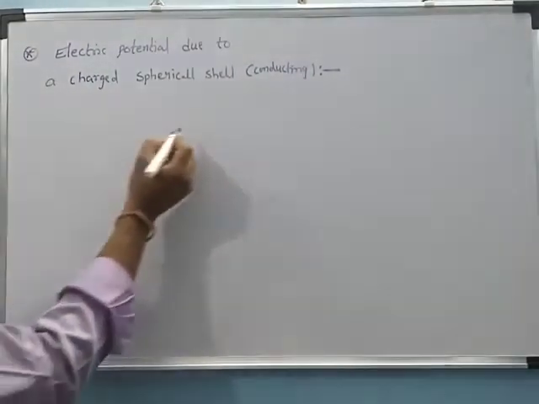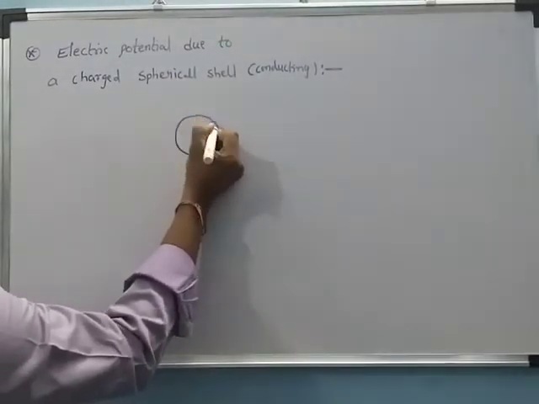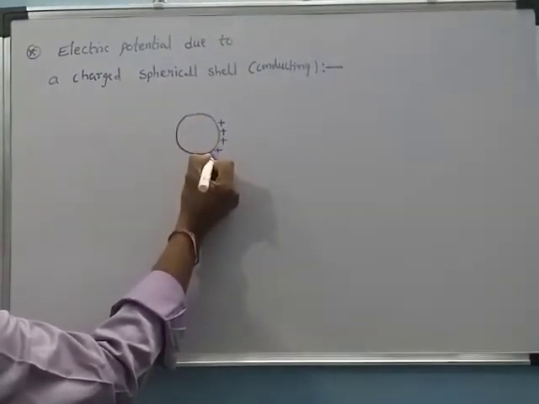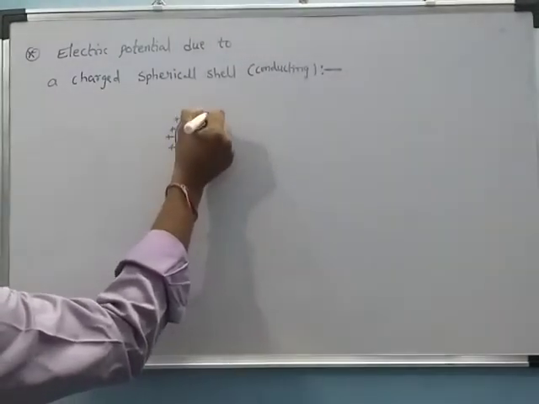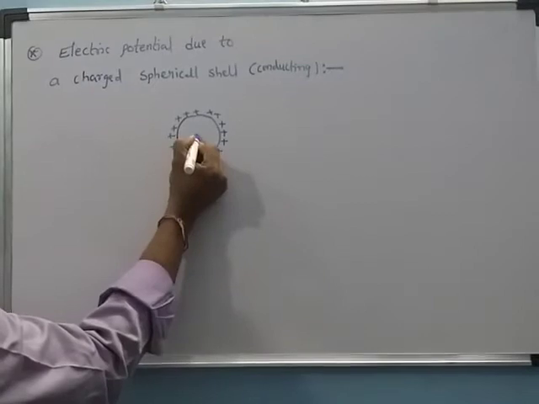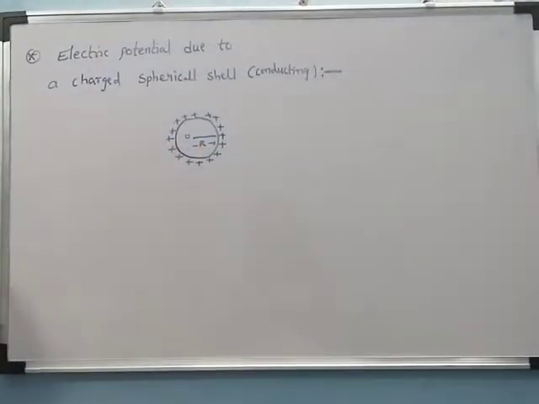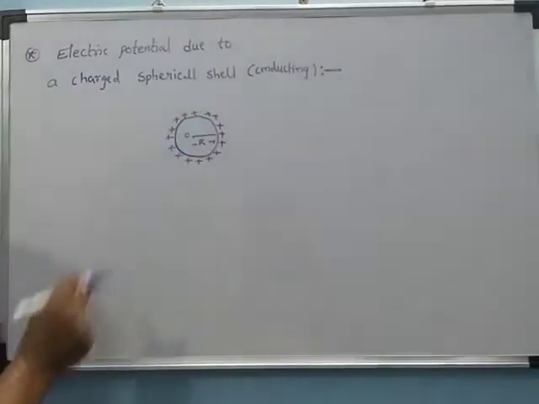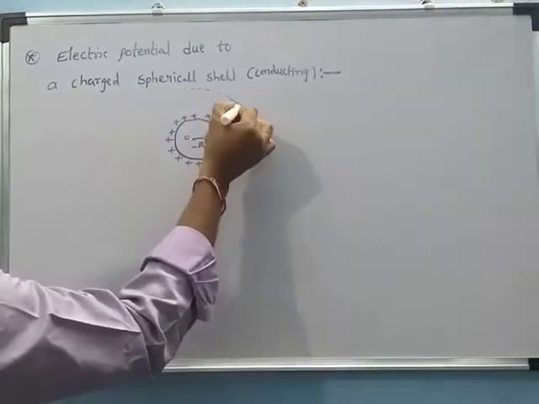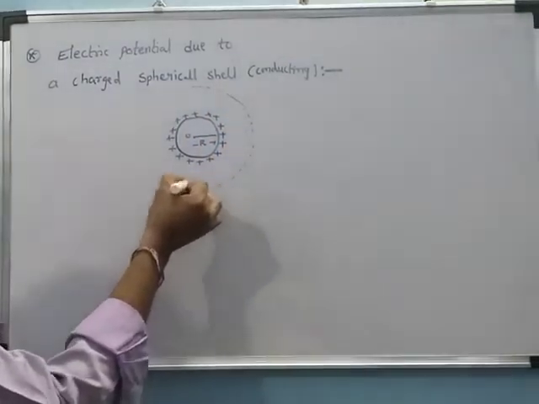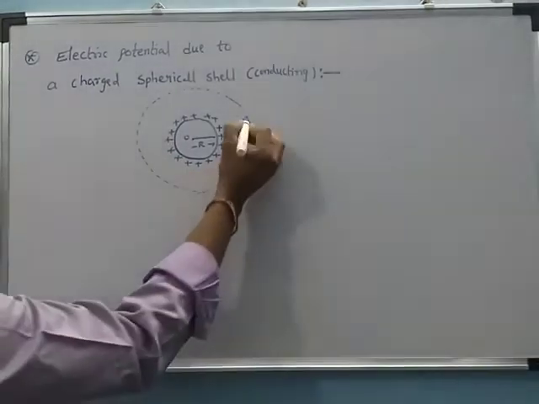First, consider a charged spherical shell. Because it is conducting, we write it as a charged spherical shell. Its radius is capital R and its center is O. Around this charged spherical shell we have a Gaussian surface. Now consider a point P.